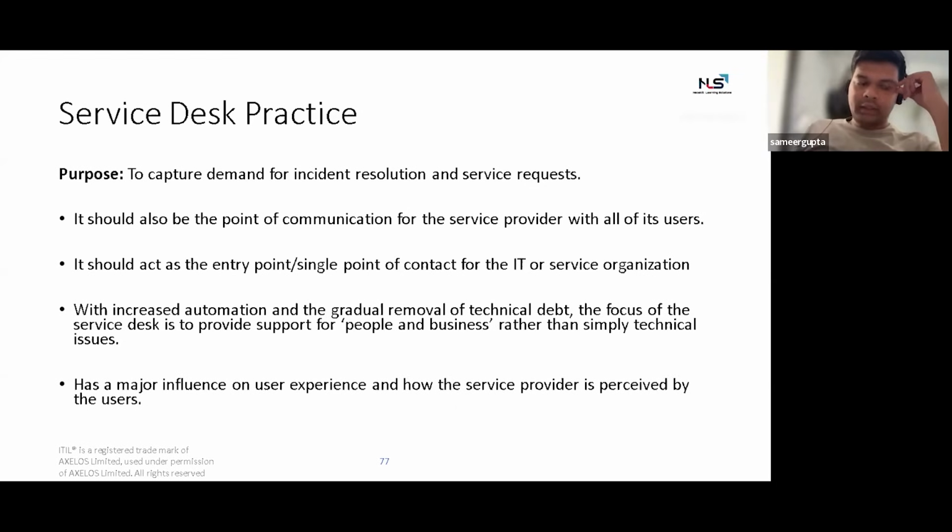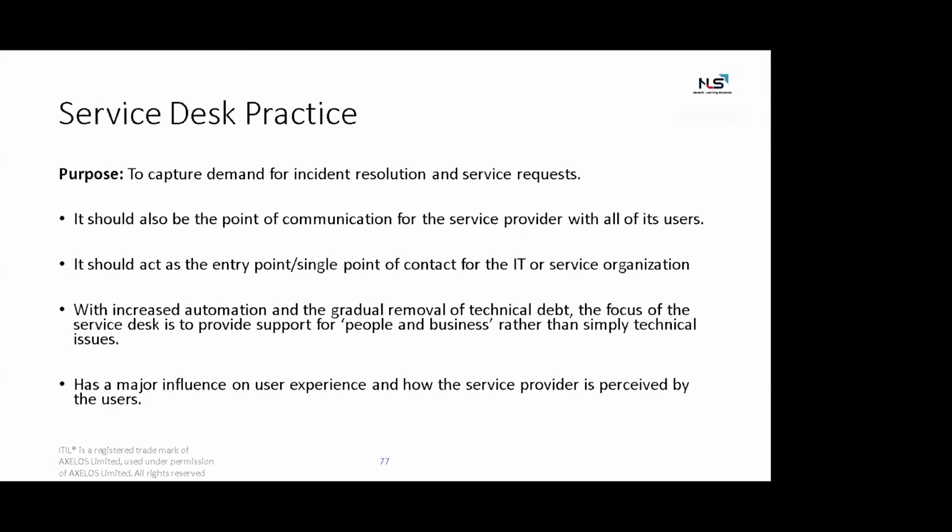Help desk is generally for queries which can be answered. Service desk is basically where they can do something on your behalf, like fixing the laptop. Help desk is just guiding people. Correct, yes, this is correct.